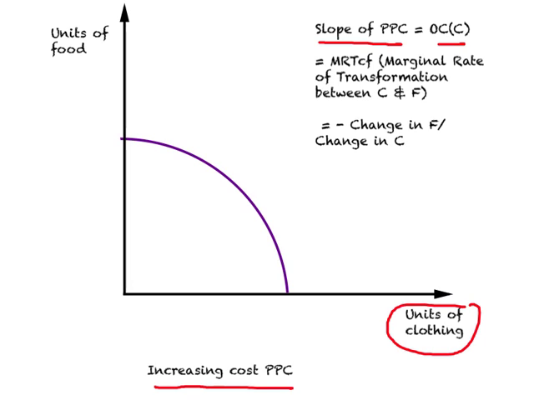And what is the slope of PPC, or what is opportunity cost of clothing, or what is the marginal rate of transformation between clothing and food? It'll simply be change in food divided by change in clothing, and I've put a negative sign in front because this is downward sloping. So just remember, slope of PPC is the same thing as opportunity cost of the good on the horizontal axis. In this case it is clothing. And another term for this is slope of PPC is MRTCF, which stands for marginal rate of transformation between clothing and food.